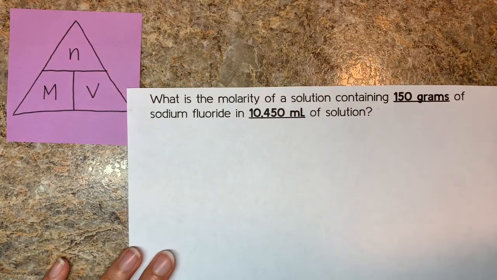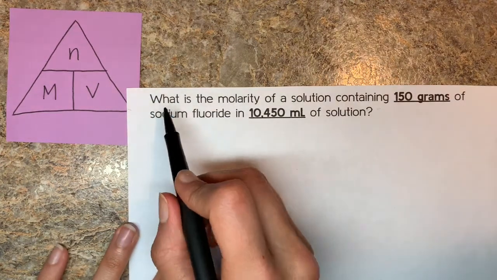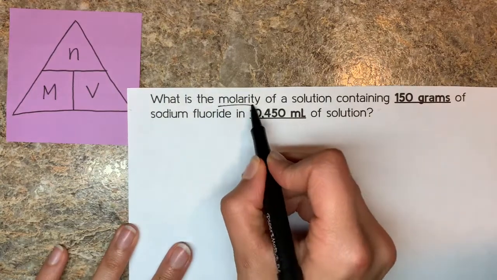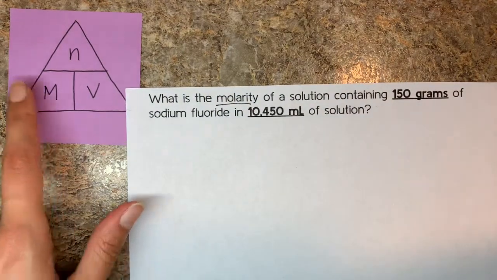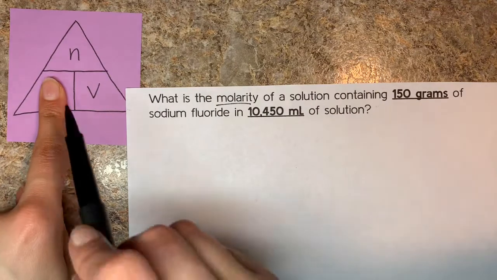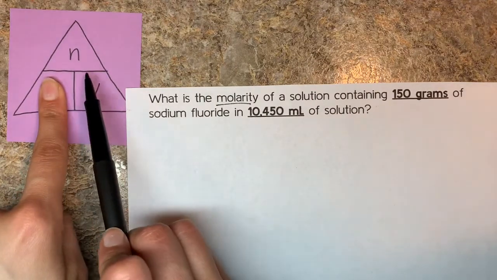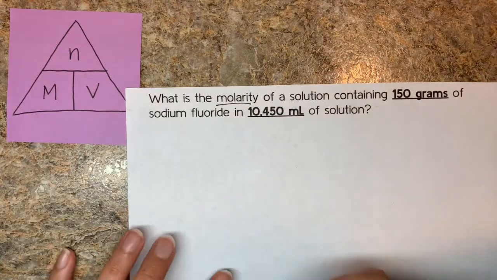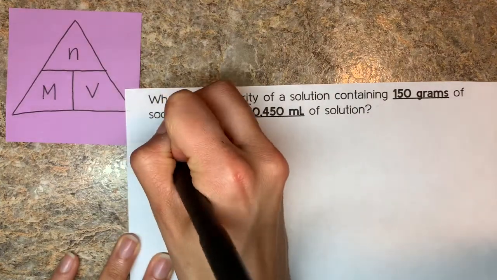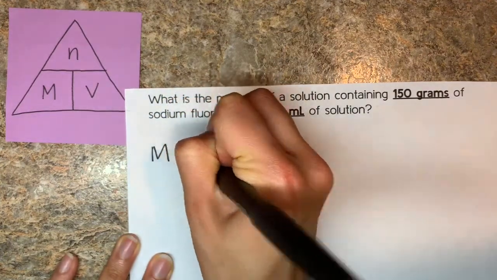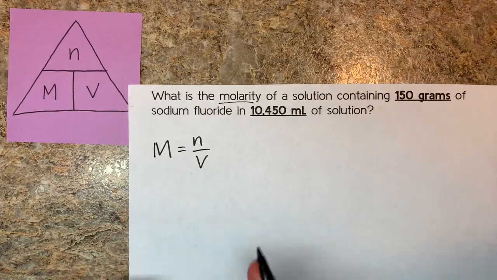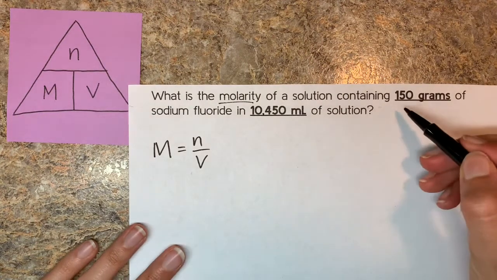So I'm going to start first by looking at the problem and determining what I need to calculate. So my unknown, what I'm asked to find, is molarity, which is M. So I cover up the M. That means that N divided by V will give me my molarity. So I'm going to write that out first. Next, I'm going to go through the problem and I'm going to do some converting of my known values. So let's start with my N.